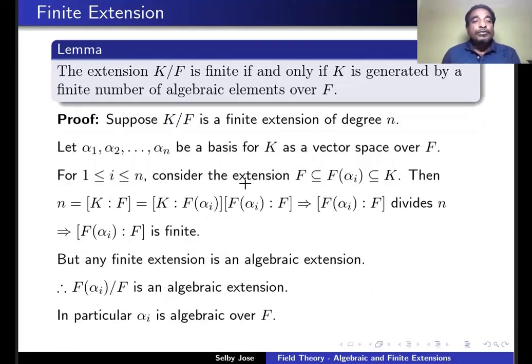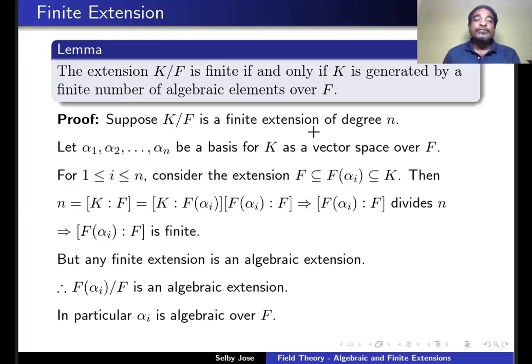Now, the following lemma gives the characterization of a finite extension. The lemma says that the extension K over F is finite if and only if K is generated by a finite number of algebraic elements over F. That means that any finite extension is a finitely generated algebraic extension. Let us see the proof of this.